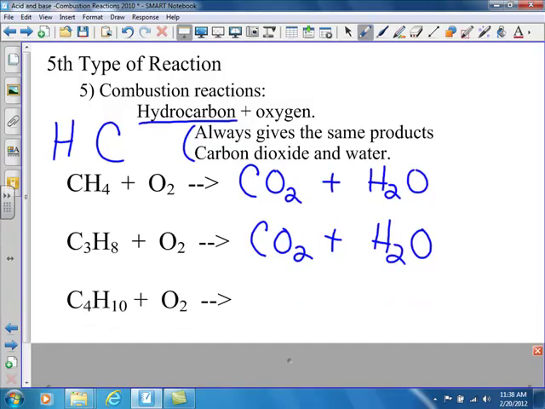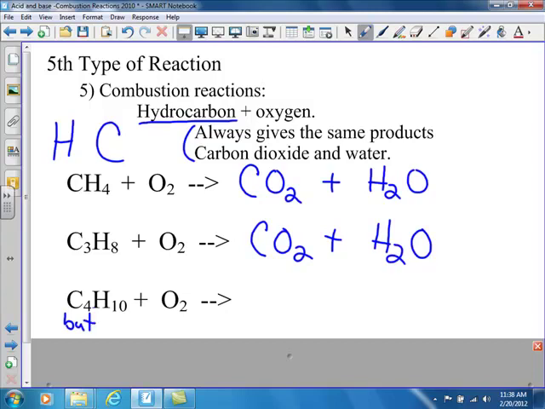Okay, another one. C4H10. C4H10, this is actually called butane. Where do you have butane at? Butane is the gas that's used in lighters. And so butane plus oxygen will give you CO2 plus H2O.